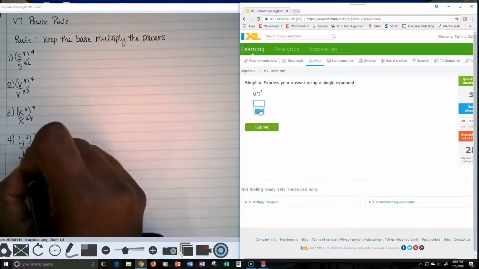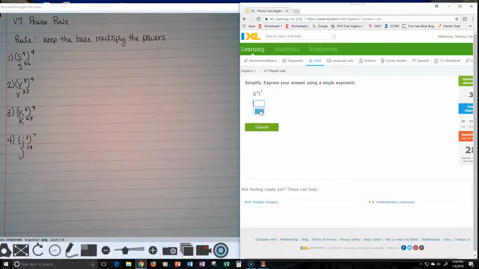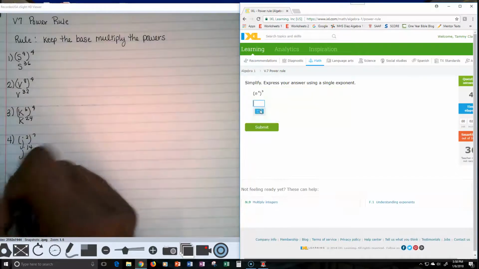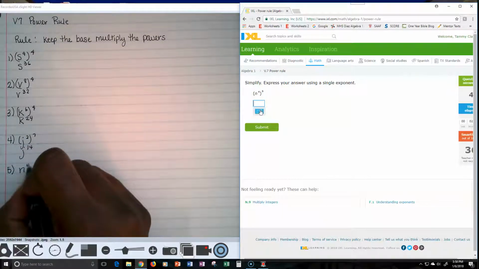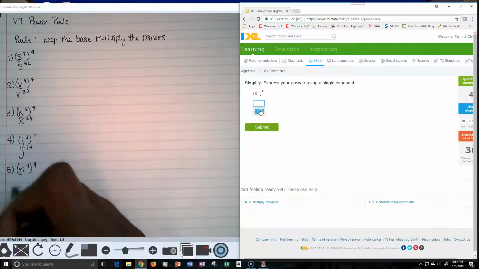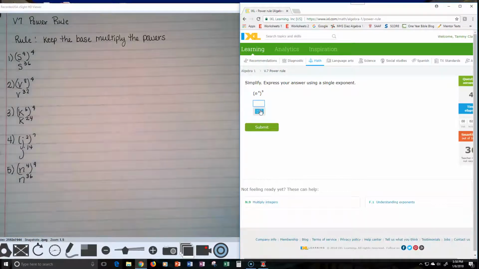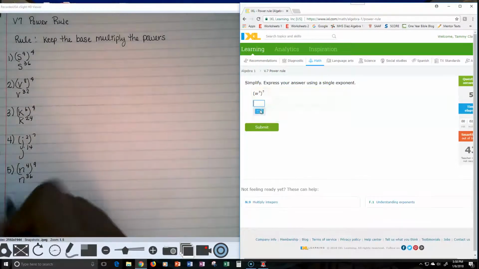So 2 times 7 is 14. Our answer would be j to the 14th power. Number 5, we have n to the 4th power raised to the 9th power. So that would be n to the 4 times 9, which would be 36. So our answer would be n to the 36th power.